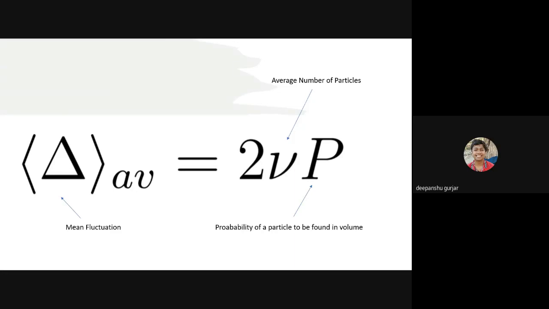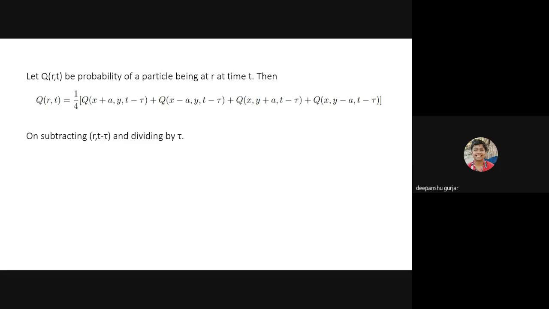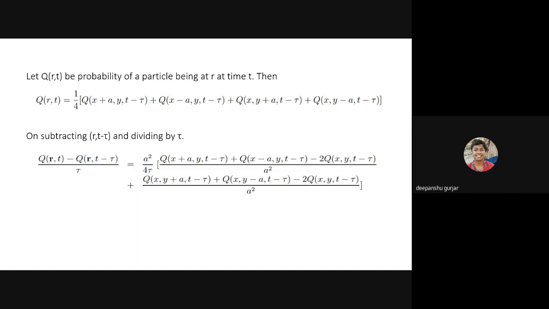So let's see how. Consider Q(R, T), the probability of a particle being at R at time T. You can write it like this, where it's the 4 positions around that particle from where it can come to the position R at time T. Now, if you subtract Q(R, T minus tau) from the above equation, you get the following expression. If you define a squared over 4 tau as D, you can write it as a differential equation. This is the differential equation of Brownian motion.